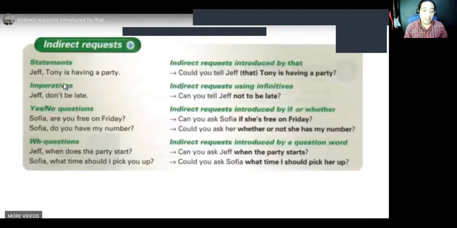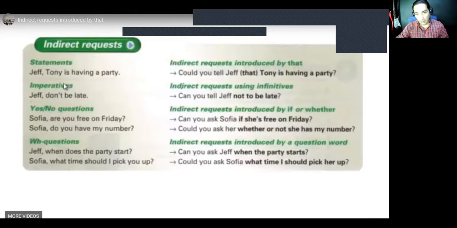I need to close with this. Jeff, when does the party start? Okay. Someone else, can you ask Jeff when the party starts? Last, Sophia, what time should I pick you up? Instead, could you ask Sophia what time I should pick her up? Pick her up. Recogerla. ¿A qué horas debería recogerla? Okay. Bien, estudien esta parte.